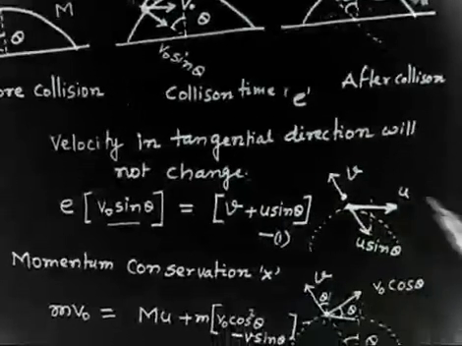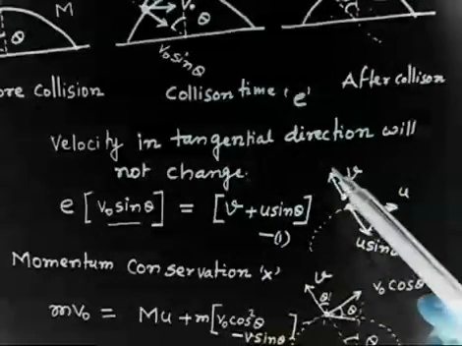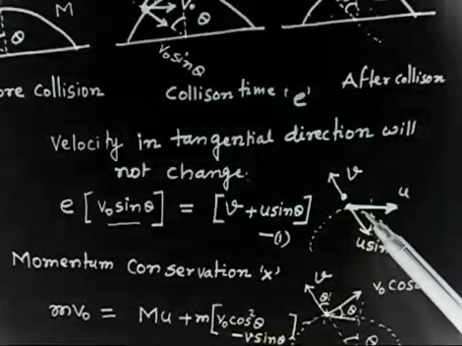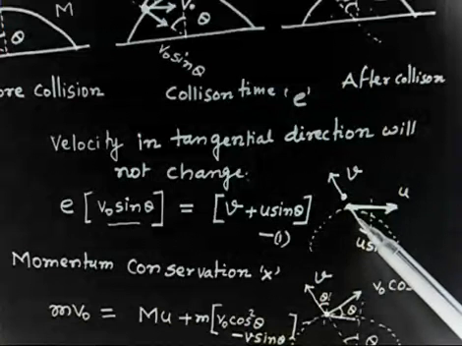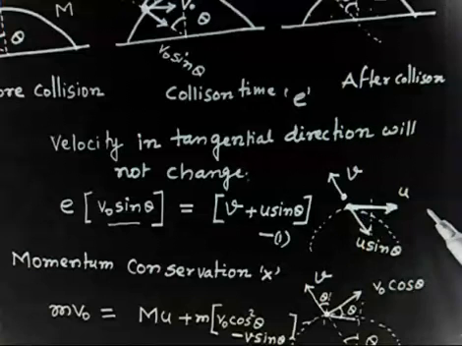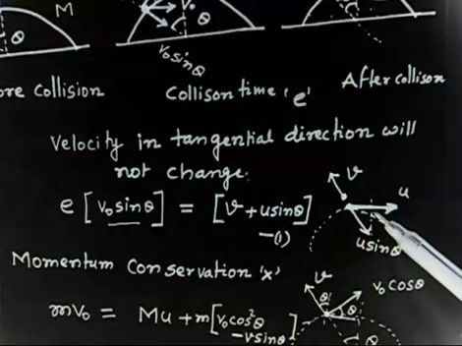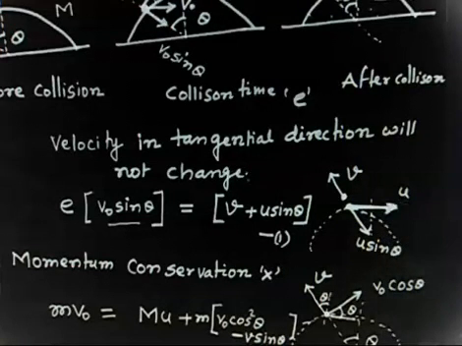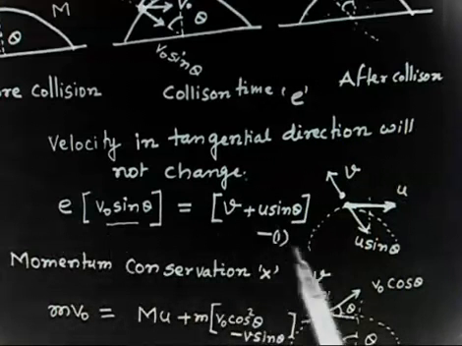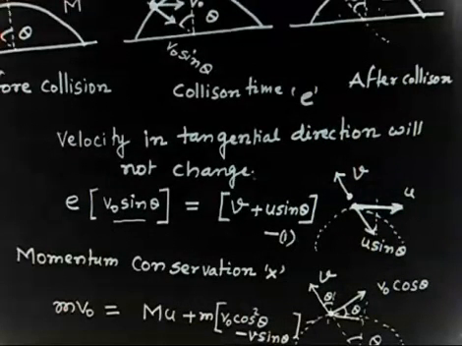If this is v, the mass rebounds back. Now u is in this direction. If this angle is 90 minus theta, you can prove this. So the hemisphere will have a velocity in this direction, u sine theta. What is the separation? v plus u sine theta, because both are going apart from each other. So I can write e times v naught sine theta equals v plus u sine theta. That is the equation of the coefficient of restitution. So I have equation 1.